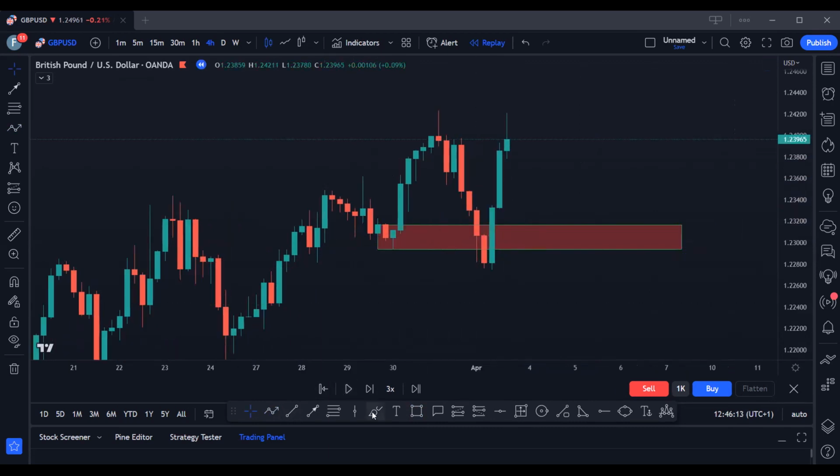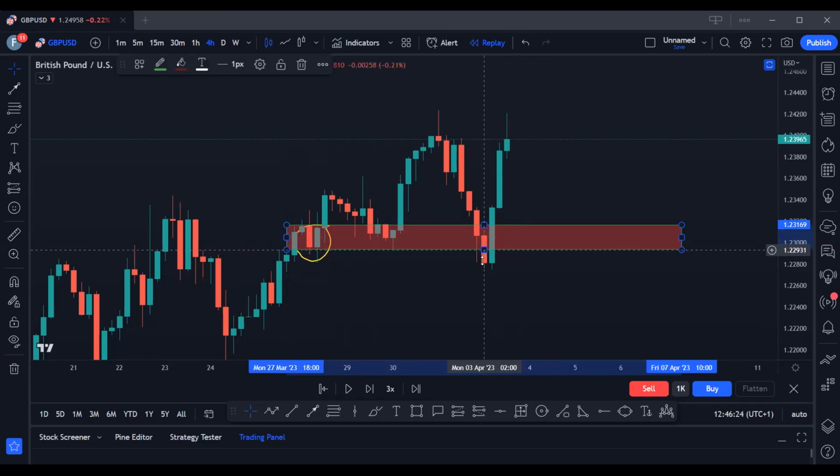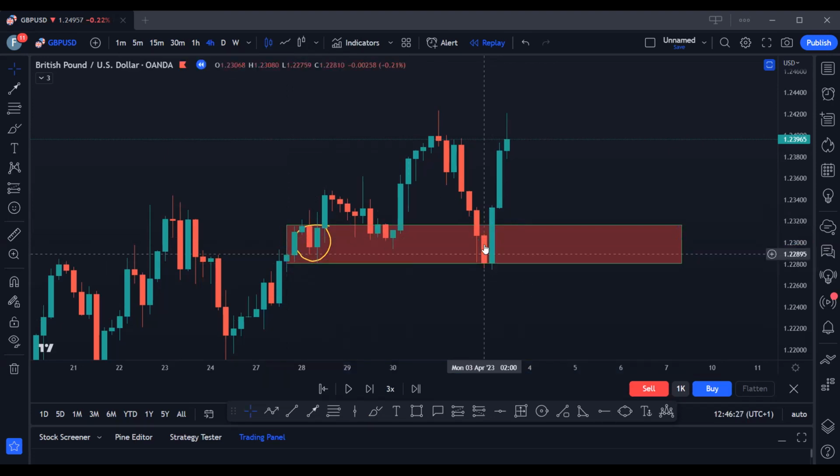Ultimately, it extended into the previous support over here. So let's see if we can draw that all the way back. Okay. So from here, there has been one touch. So let's go to a lower time frame and validate the zone properly.